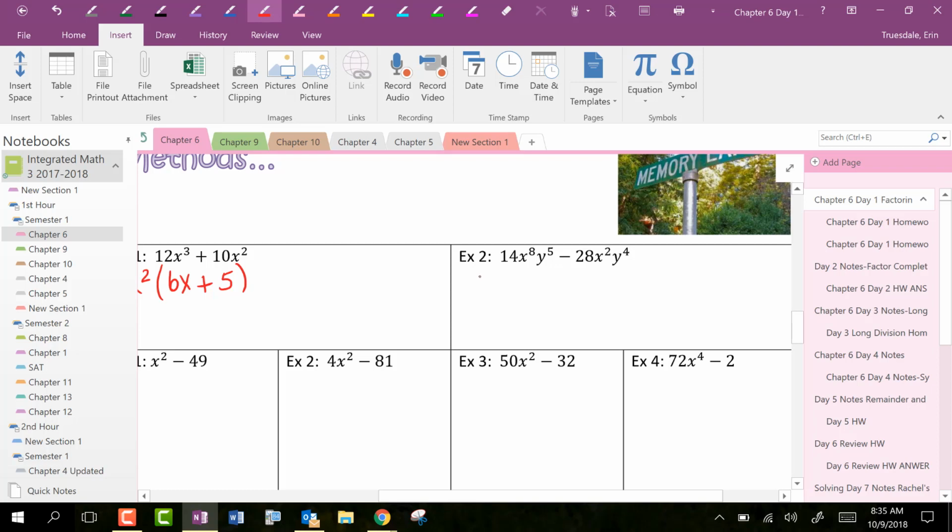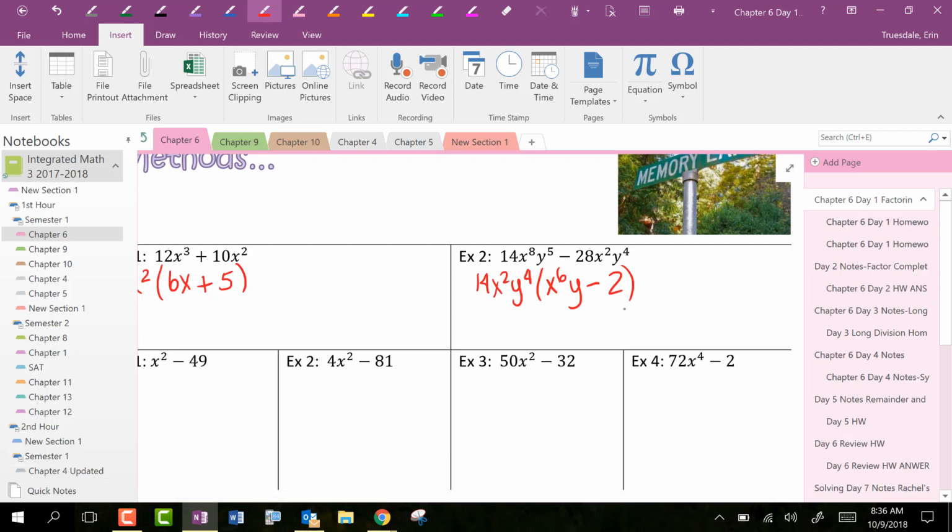Okay, so 14 and 28 have 14 in common. And then we have to pick the lowest exponent on each one. So I would take out x squared and y to the 4th. Are we okay there? Okay, so then 14 times what gives you 14? Just 1. X squared, I need 6 more x's here to make x to the 8th. And then I have y. And then minus 2, and I took out everything as far as the variables go, so it's just minus 2. Questions?